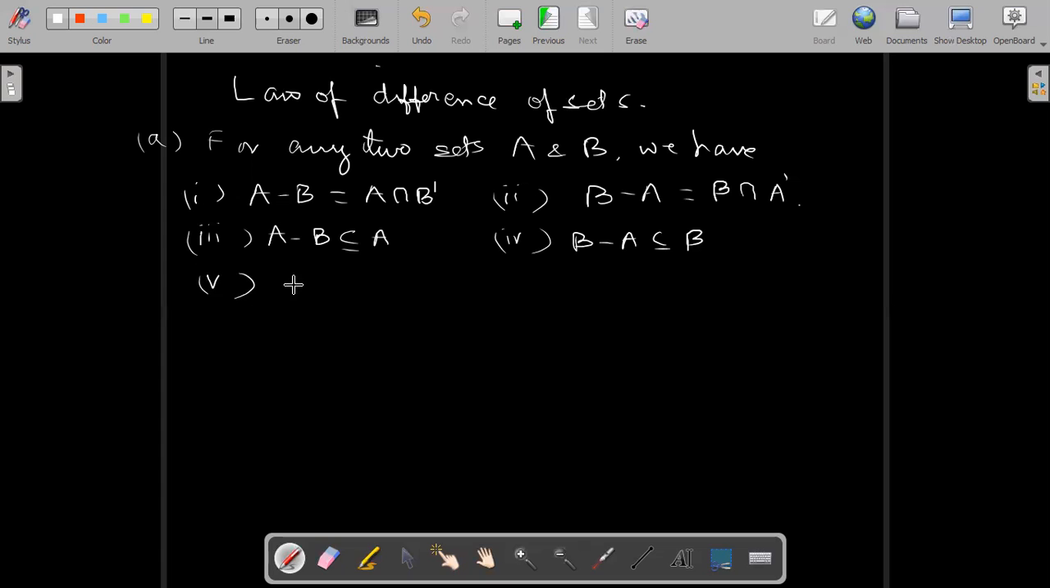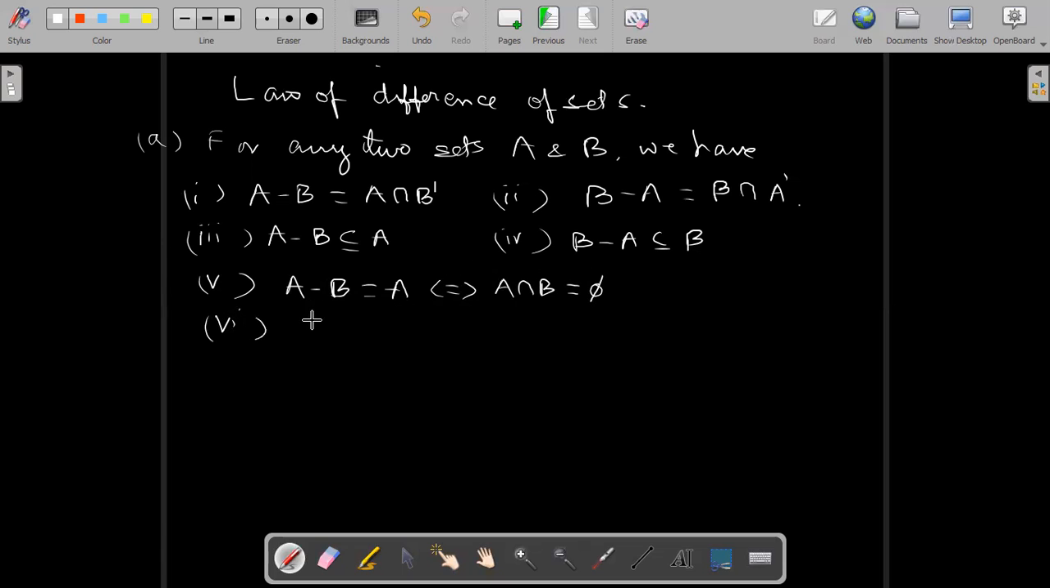Fifth, if A minus B is equal to A, then this implies that A intersection B is a null set, meaning disjoint sets. This will also come in the next part.